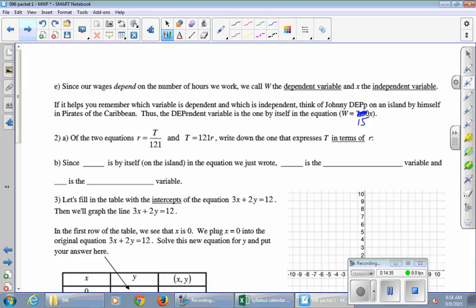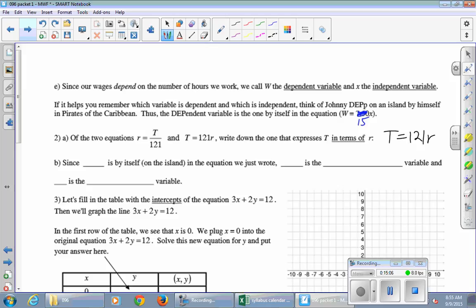Okay, so let's move on to number 2 here. It says there are 2 equations, R equals T over 121 and T equals 121R. These equations are equivalent to each other. They're just written differently. Write down the one that expresses T in terms of R. T in terms of R. As soon as you see T in terms of, you know T equals, right? That's just straight memorized. So the answer here is T equals 121R.